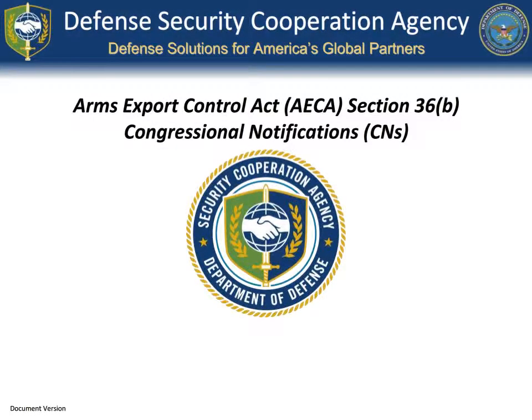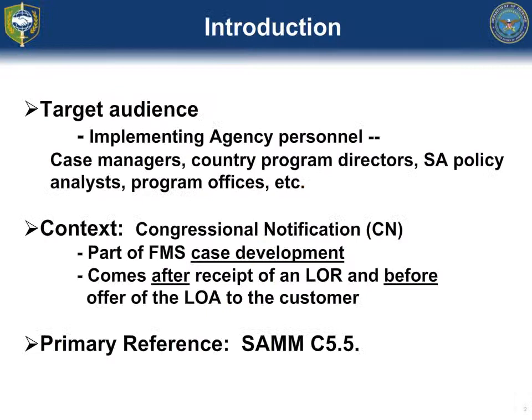The subject of this learning guide is developing congressional notifications in support of FMS LOAs pursuant to the Arms Export Control Act, Section 36B. The target audience for this learning guide on developing congressional notifications for 36B cases is implementing agency personnel. We're talking about case managers, country program directors, security assistants, policy analysts in their offices, and program offices that are involved in developing cases after receipt of an LOR and before the offer of an LOA. That's when a congressional notification is prepared.